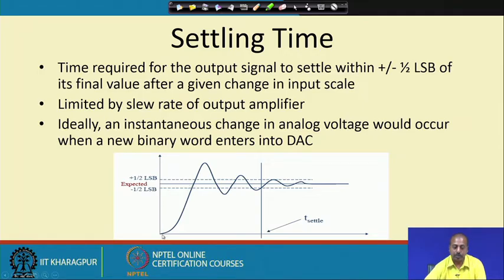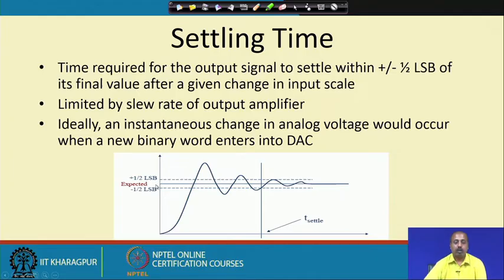However, the analog value does not settle to this one immediately. It increases like this, overshoots this point, then it again comes down, undershoots, then it goes like this. After some time it settles to the value. So, if this is the amount of change, that is the Vref divided by this LSB voltage change, due to this plus half LSB and minus half LSB change, whatever be the difference in these two voltages.